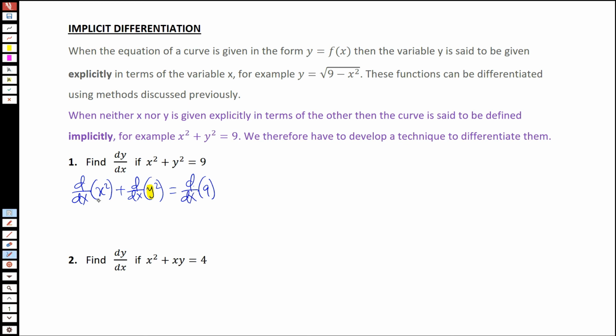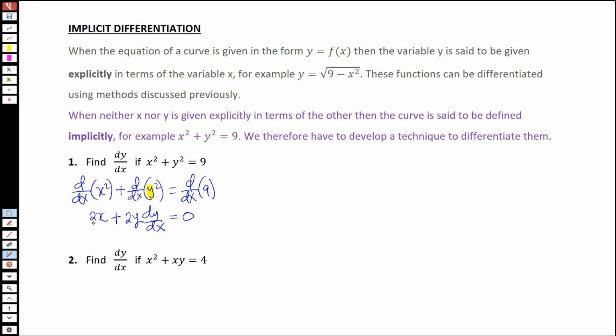So starting from the left, derivative of x squared is just 2x. The derivative of this, applying chain rule, we have to do outside, and then inside. Outside will just be 2y. And then inside, derivative of y is just dy over dx. And then here, the derivative of 9 will be 0.